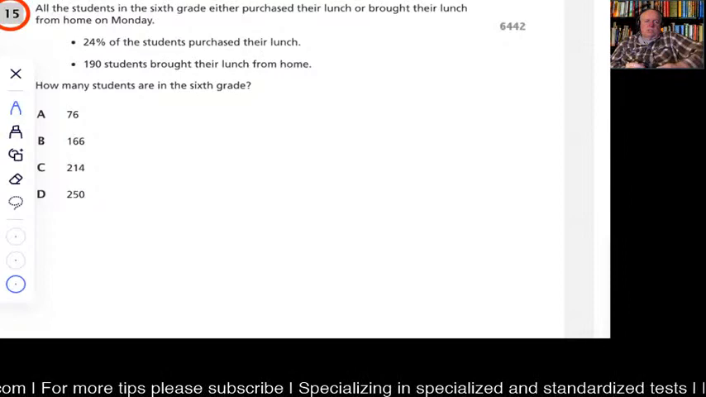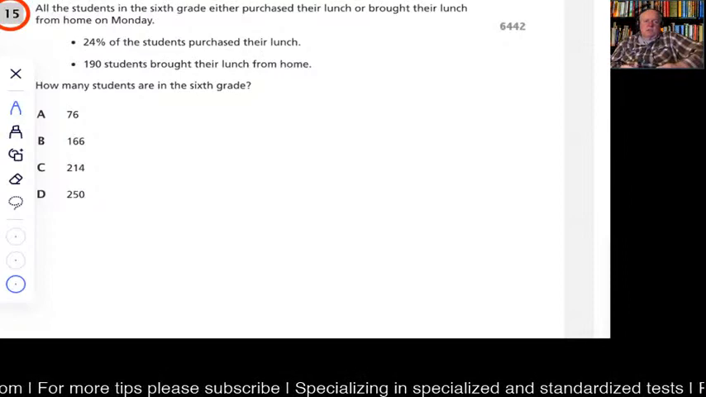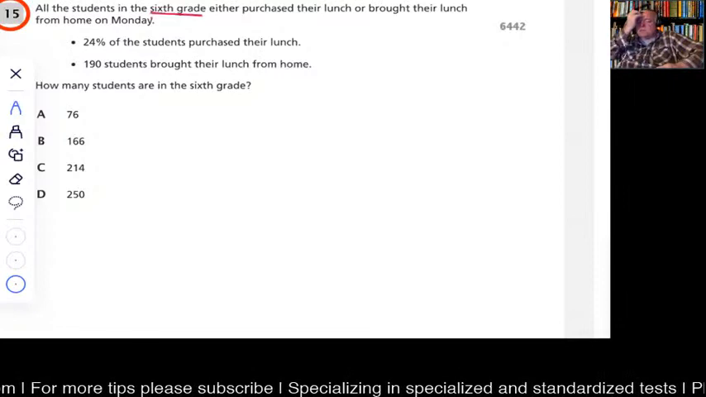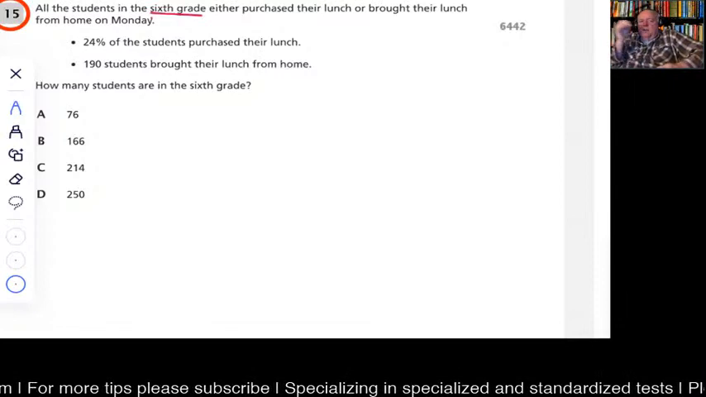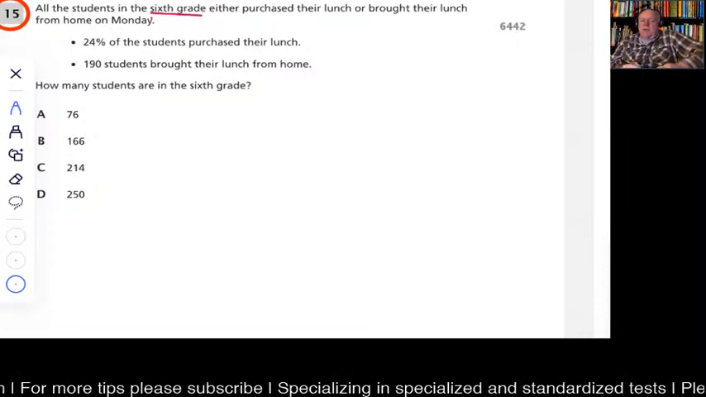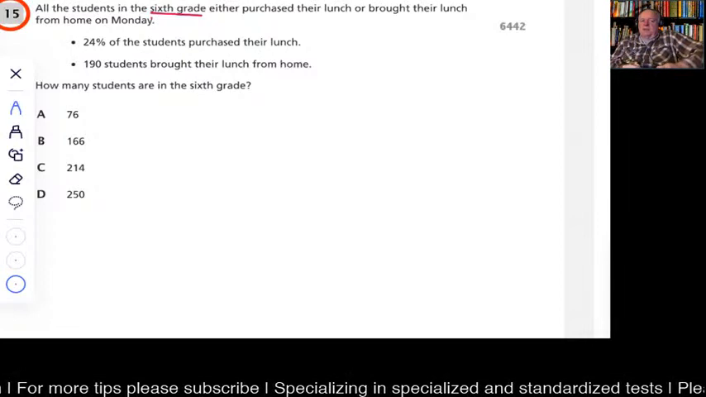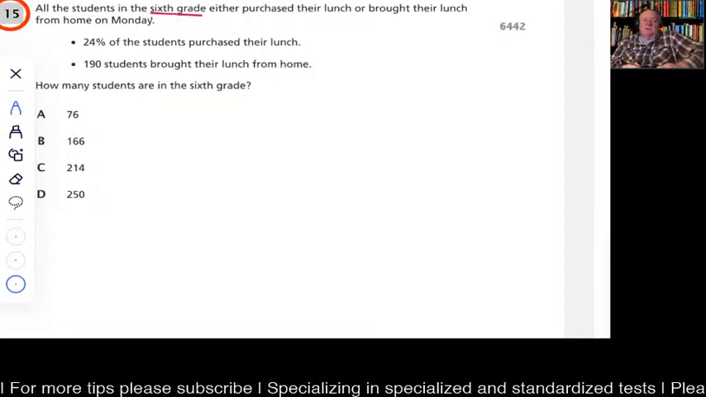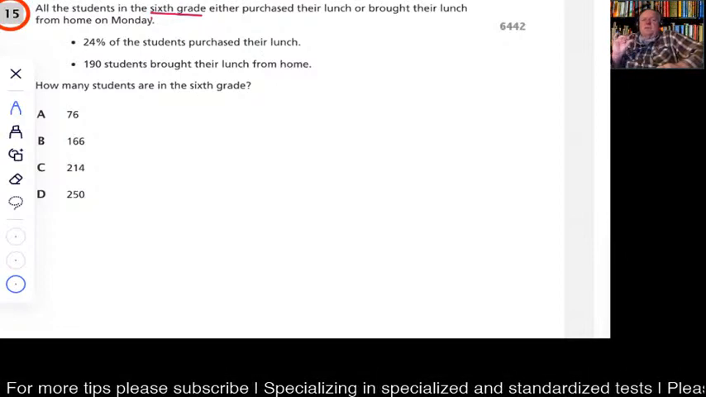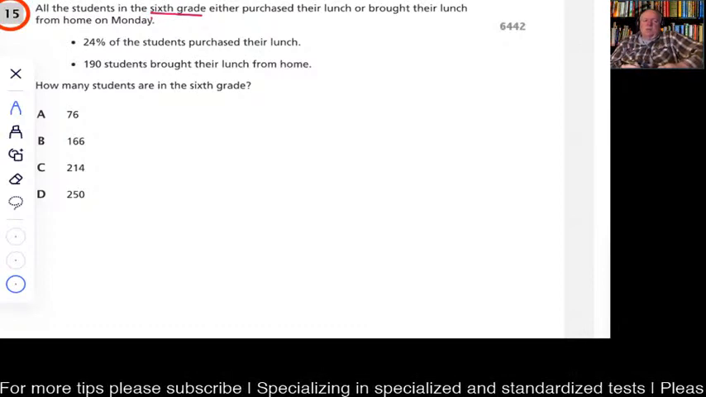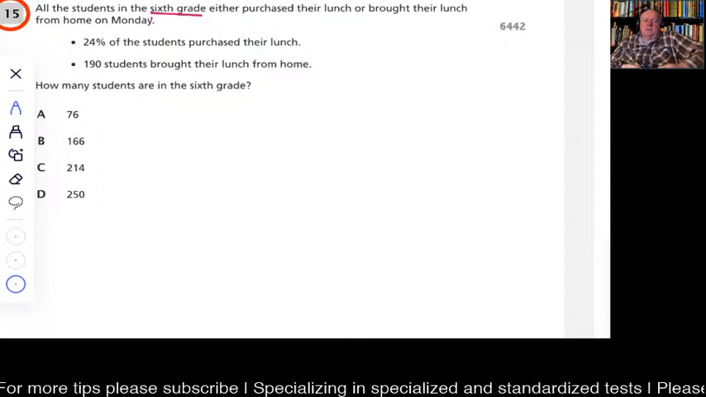All the students in the 6th grade either purchase their lunch, and don't let that it says 6 throw you off, like, oh, the number 6. They're just talking about a grade. It could have been grade blah, blah, blah. We don't care, right? Unless it's going to say, like, we're going to subtract grade 11 from grade 6 and grade 5. This problem isn't going there, okay? They're not asking you to do anything with the grade number itself, okay?